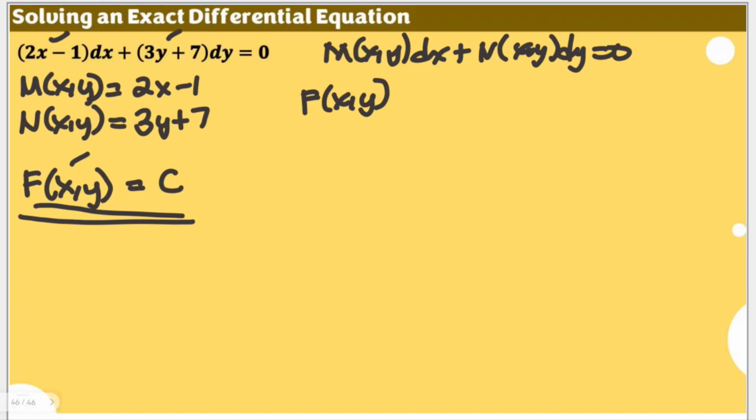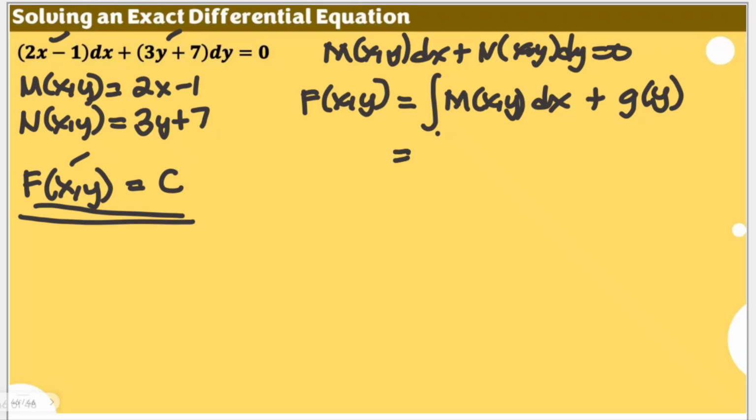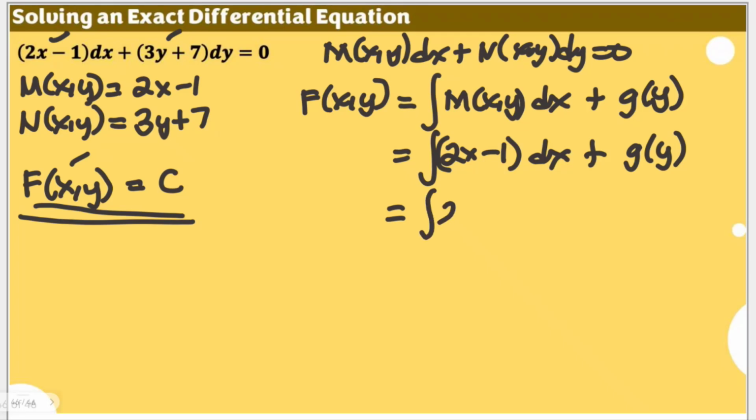If we have already established that our equation is an exact differential equation, f(x,y) is the result of the integral of M(x,y) dx plus a certain g(y). This is a function of y which we'll be using later. So simply plug in M(x,y): you have 2x minus 1 dx, plus g(y). Simply integrate this side here. So you have the integral of 2x dx minus the integral of 1 dx plus, of course, g(y).